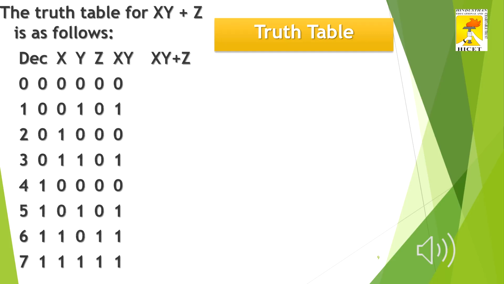So this is the truth table for the Boolean expression x, y plus z. So x, y, z, then x, y, and then x, y plus z we have to find. So what are the decimal values? 0, 1, 2, 3, 4, 5, 6, 7. So 8 values. Why? Because 3 variables are here, right? x, y, and z. So 2 power 3, we get 8 combinations. So we write the decimal values from 0 to 7.